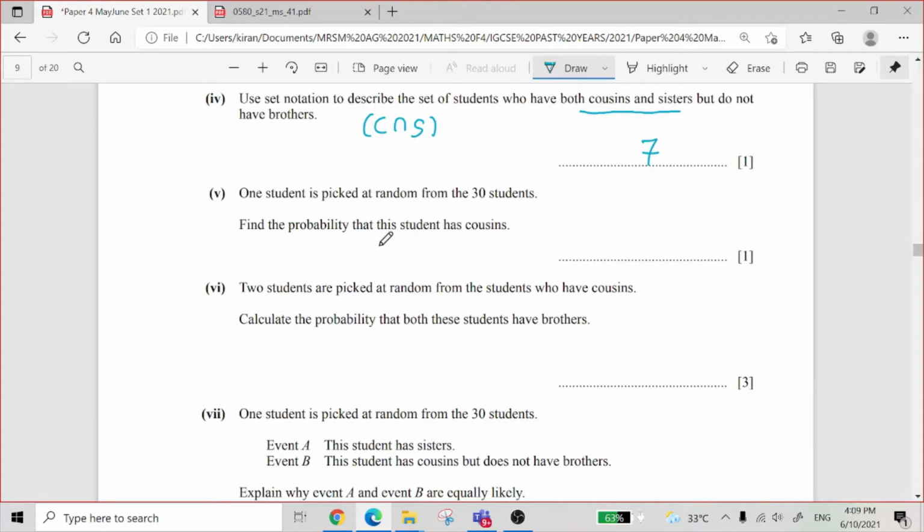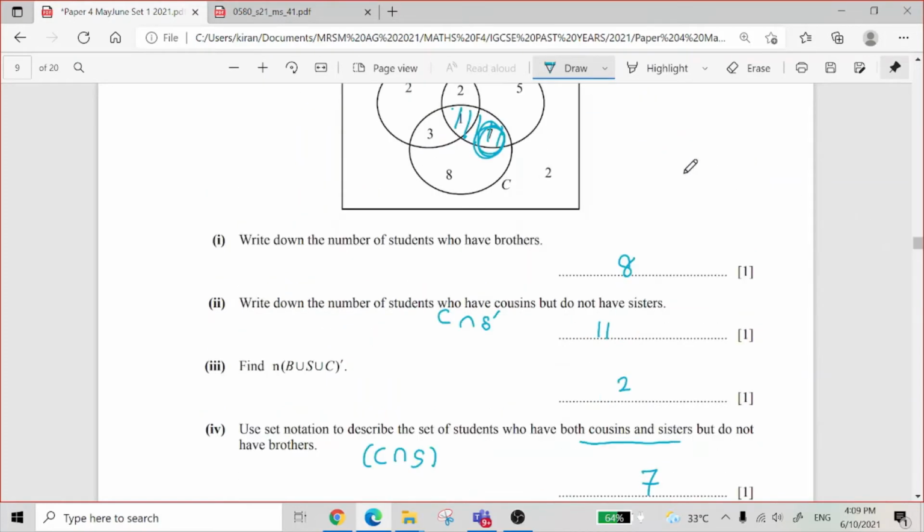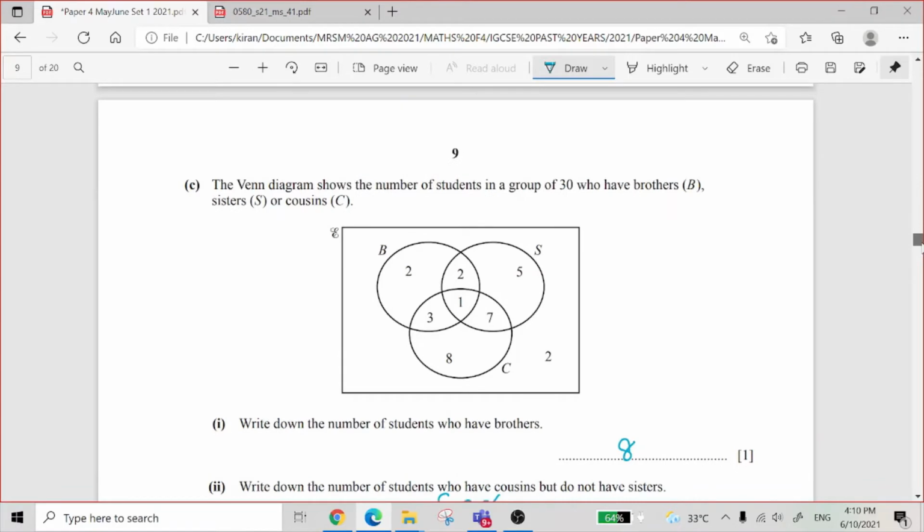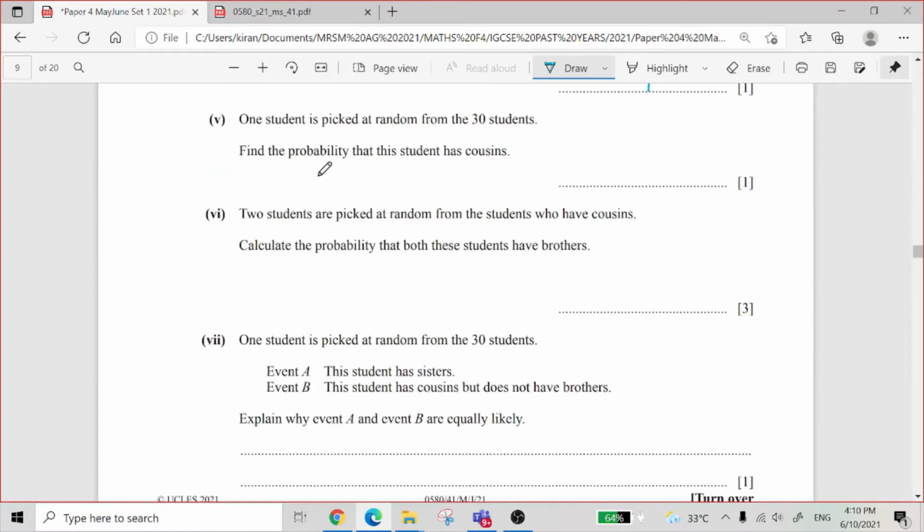And then one student is picked at random from the 30 students. Find the probability that this student has cousins. So you calculate how many students have cousins here. We have 1 plus 7, 8, plus 3 plus 8. So 8 plus 11, we get 19. So 19 over 30 is the probability that the student has cousins.